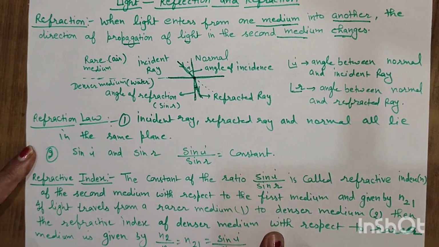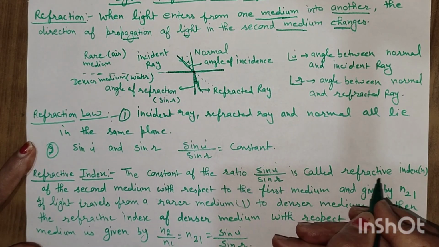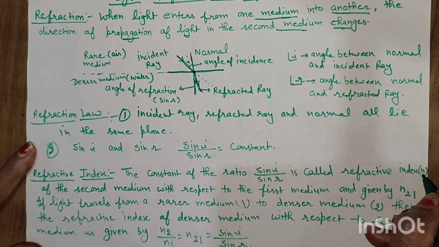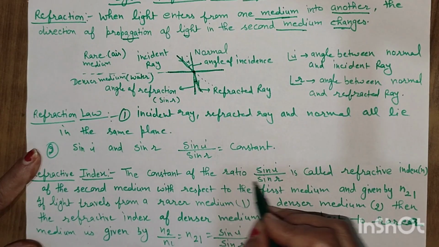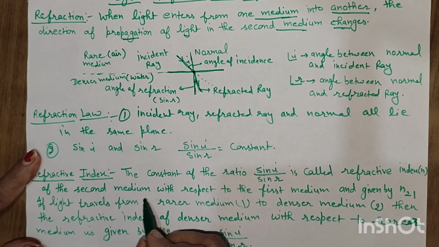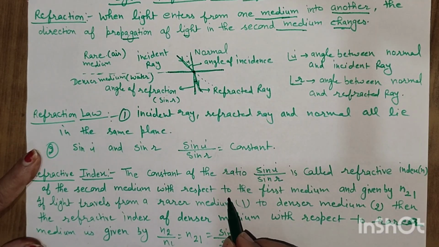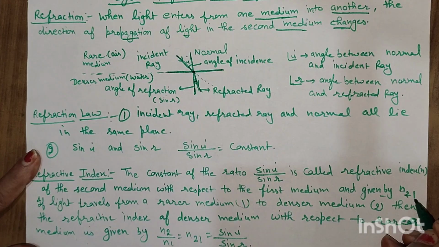Now, refractive index. The constant of the ratio sin i by sin r is called the refractive index, and it is denoted by n. It is the refractive index of the second medium with respect to the first medium, given by n21. n21 is the refractive index of medium 2 with respect to medium 1.